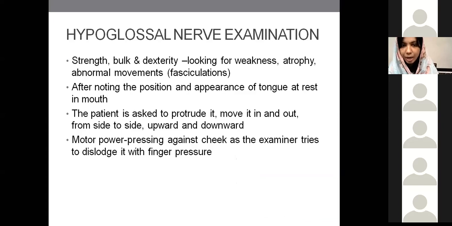Strength, bulk, and dexterity, looking for the weakness and atrophy of the abnormal muscles. This is basically the tongue muscles, right? After noting the position and appearance of the tongue at rest in the mouth, the patient is asked to protrude it, move it in and out, from side to side, upward and downward. Motor power can be assessed by pressing against the cheek as the examiner tries to dislodge it with the finger pressure.